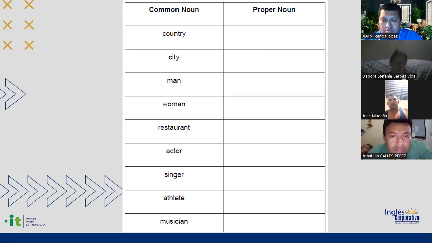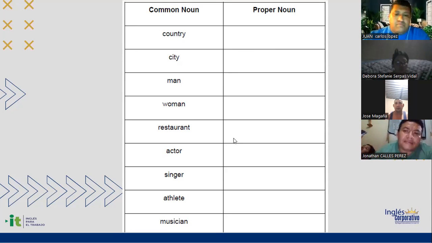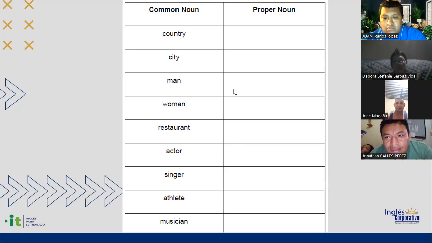New York. New York, nice. Good. Then, Jose, please, can you give me one example of a name, a man? A famous person. Puede ser una persona famosa, un futbolista. David Beckham. Okay, good.